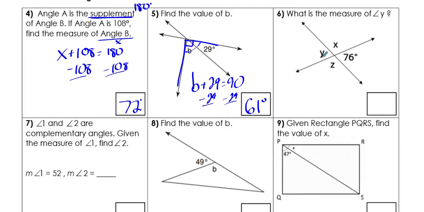Measure of angle Y. Y and the 76-degree angle are directly across from each other. They have to be identical. Almost no math involved. You just have to recognize that those are the same. That angle and that angle have to be exactly the same.